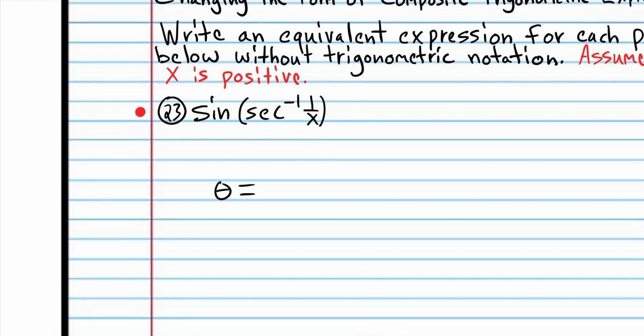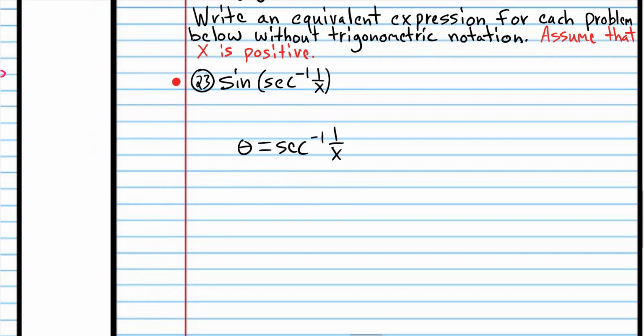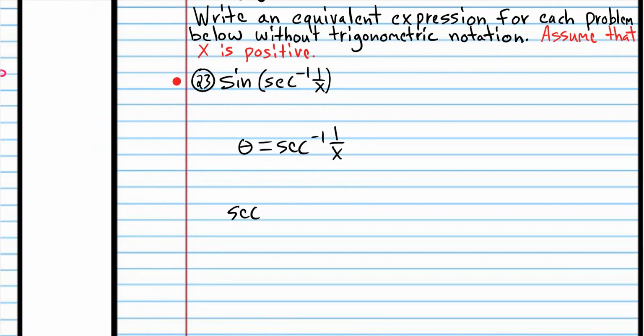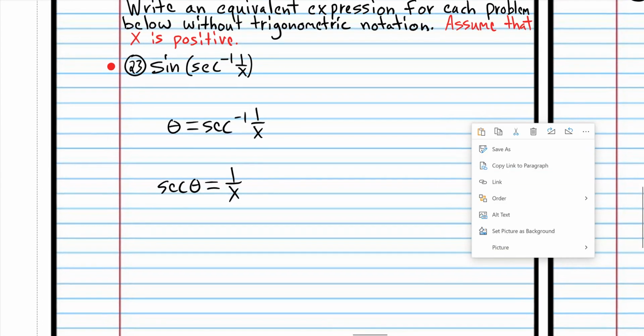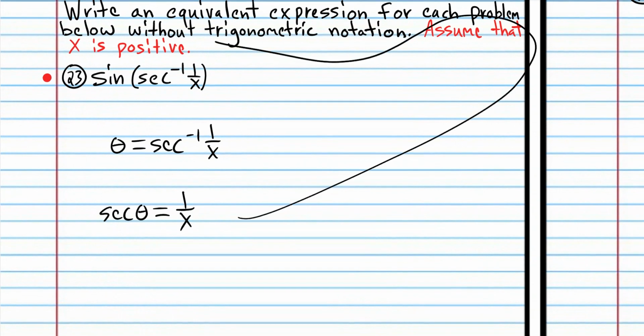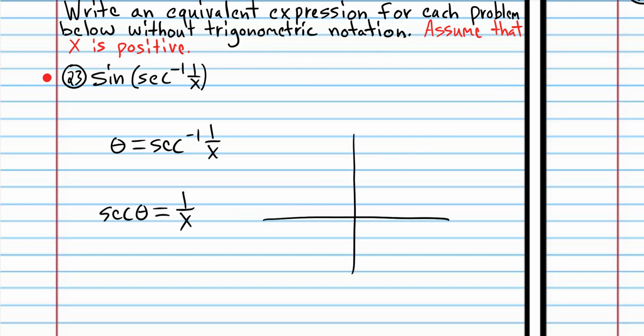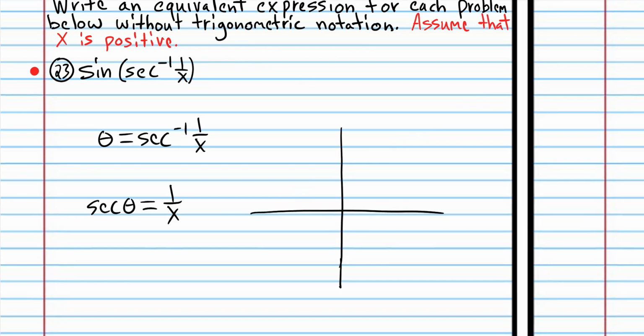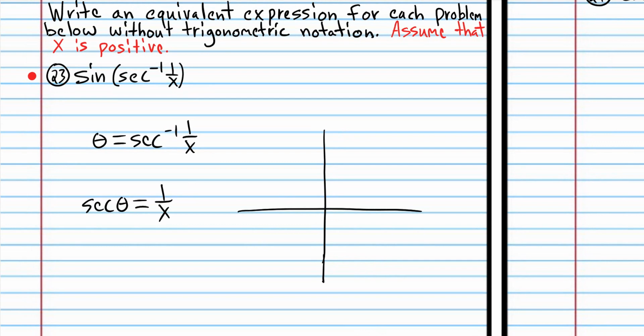So we're going to set it equal to theta, just like we did in the previous problems, and then we're going to translate. If that equation is true, then by definition this equation must be true. Now it says up here we're assuming that x is positive. So when we draw our triangles, they're always going to be in the first quadrant for these particular problems.